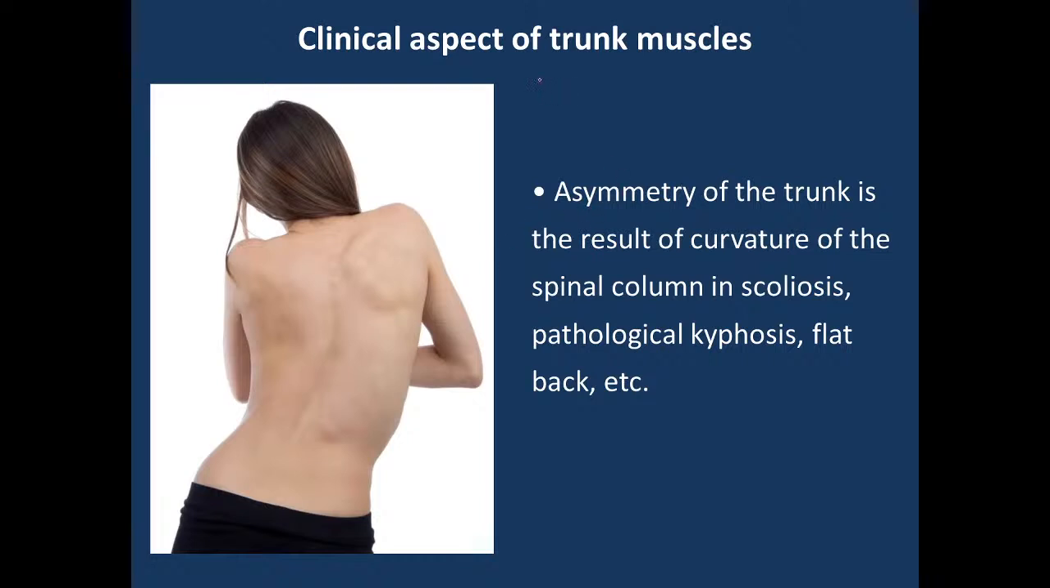And another clinical aspect as well is that during different contraction of trunk muscles, you can see asymmetry, and this is a line, central line in the vertebral column, and you see that during the contraction and pathological state like kyphosis or flat back, it is visible and it helps the doctor to state the right diagnosis.